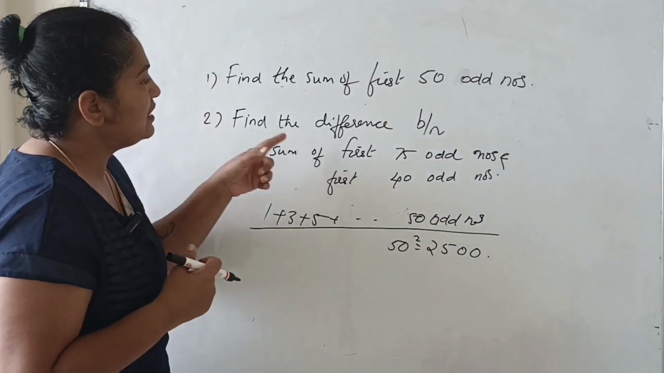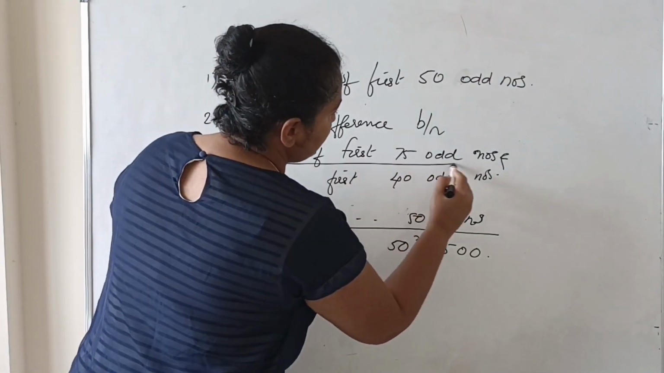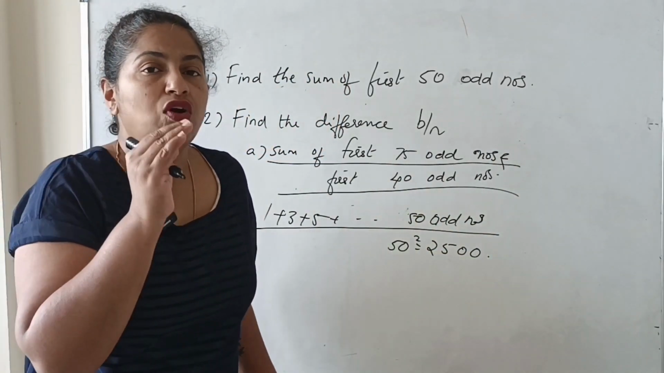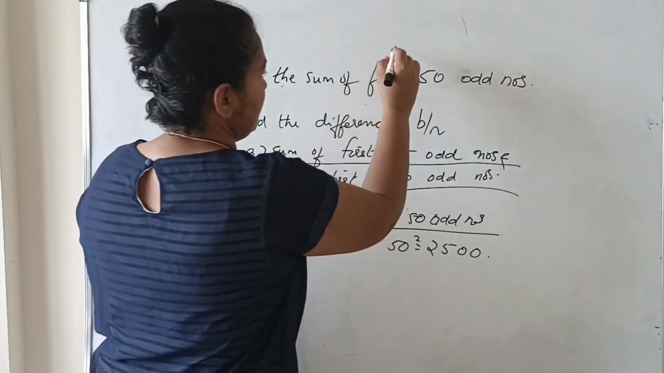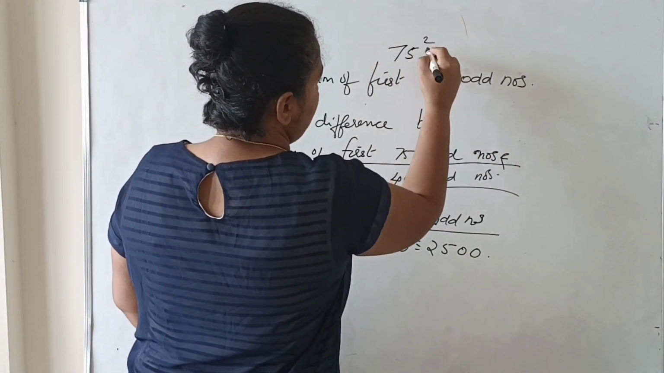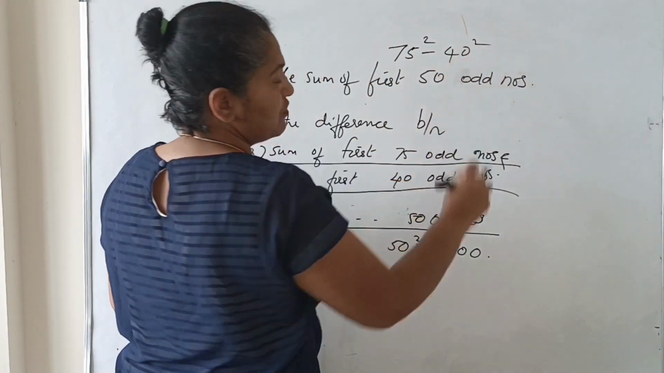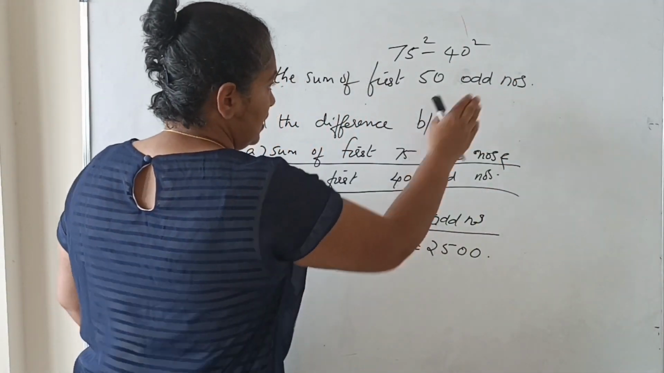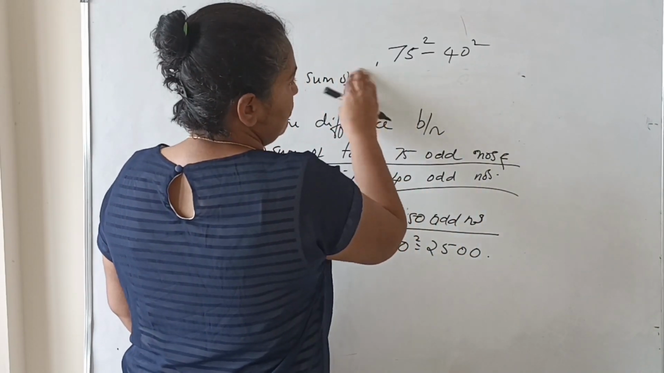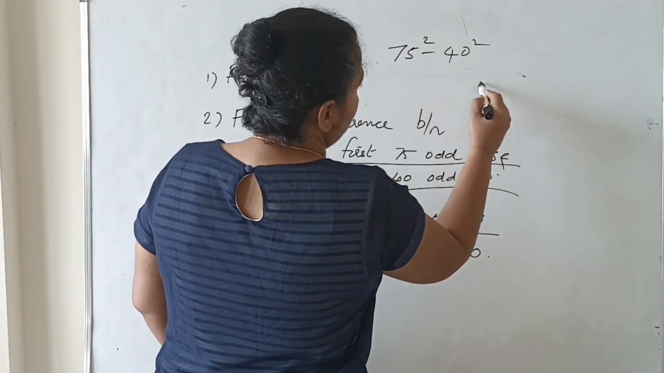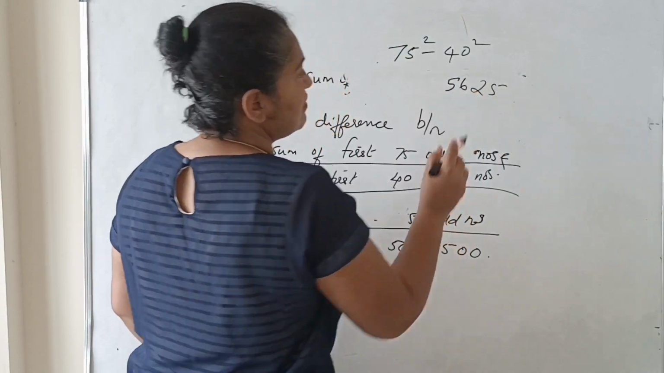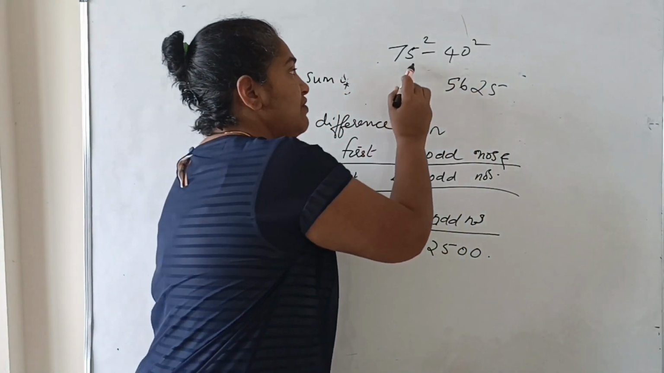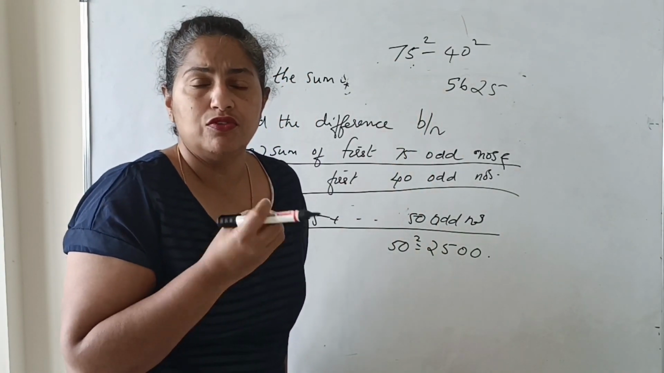Now the second one, find the difference between the sum of the first 75 odd numbers and the first 40 odd numbers. So the sum of the first 75 odd numbers is given by 75 square. Sum of the first 40 odd numbers is given by 40 square. Now let us see what we are getting. So you know that what is 75 square? 75 square is basically 5625.